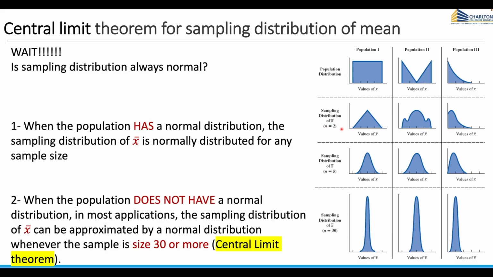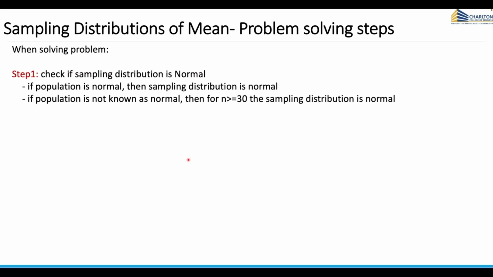As we increase the sample size, the sampling distribution gets closer to the normal distribution and also gets narrower and narrower, meaning that we have a better estimation of the population mean using those samples. So the central limit theorem says for the sampling distribution of mean, if the sample size is more than 30, then the sampling distribution is normal, and we can use the normal distribution features to answer any probability question. Now let's see how we are going to use the concept of sampling distribution of mean in order to solve some probability questions.